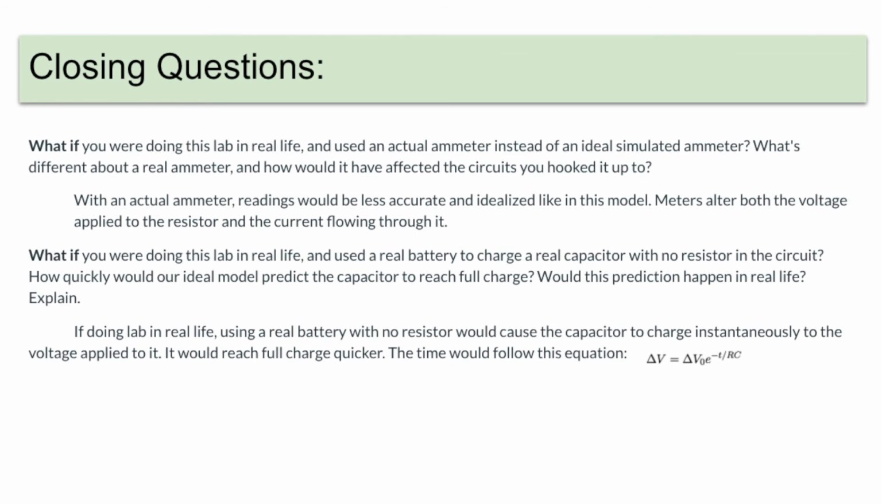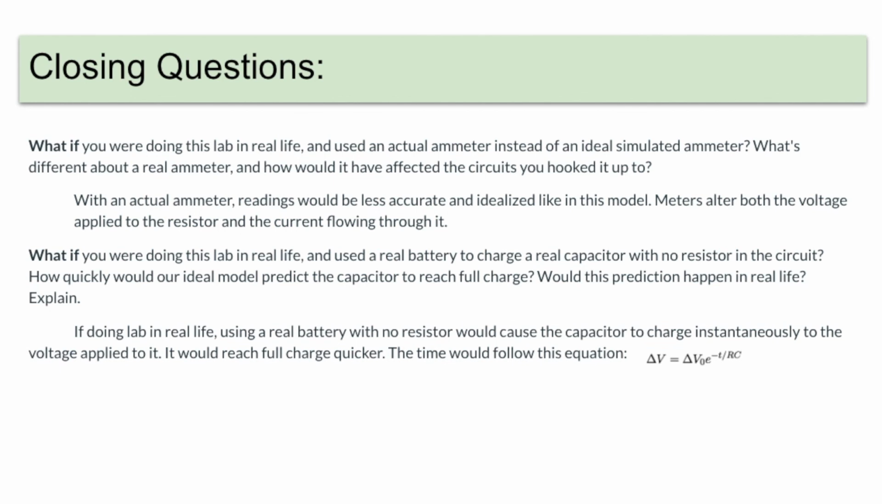Closing questions for this lab. If you were doing this lab in real life and used an actual ammeter instead of an ideal simulated ammeter, what's different about a real one and how would it have affected the circuits you hooked it up to? With an actual ammeter, readings would be less accurate and less idealized than in this model, which is purely based off formulaic data. Meters alter both the voltage applied to the resistor and the current flowing through it in real life.